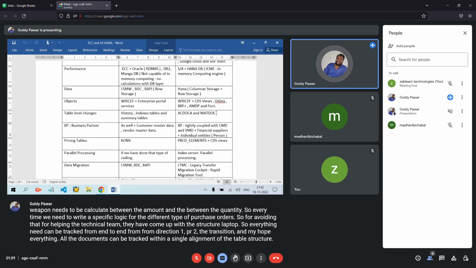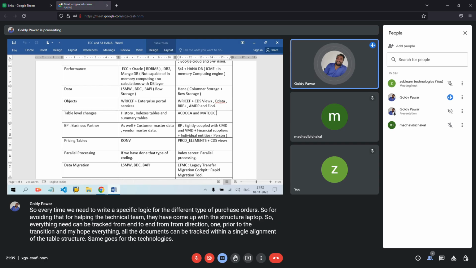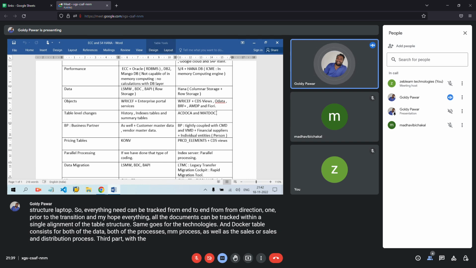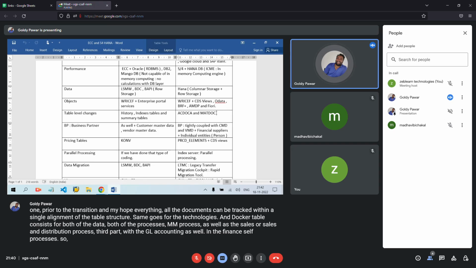Same goes for the ACDOCA as well. The ACDOCA table consists of the data for both processes, the sales and distribution process as well as the GL accounting in the finance processes. So these two tables are introduced into the S4HANA system.